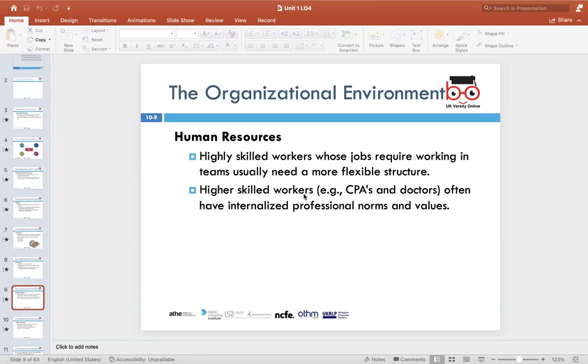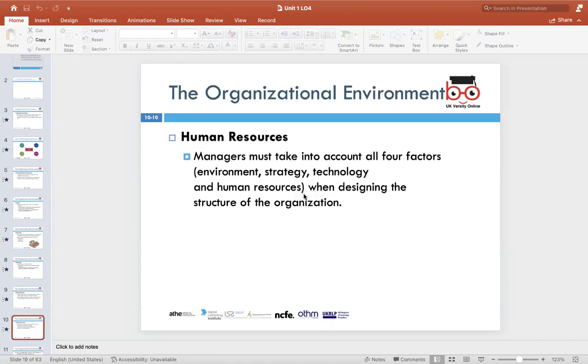And you have human resource managers coming in and providing proper jobs, making sure that your teams have a more flexible structure. You have skilled workers that are joining the organization. So that's how HR plays a vital role as well. HR also makes sure that your managers look into the environmental, strategic, and technological factors while designing the organization structure eventually. There are different factors that managers play a role on as well.